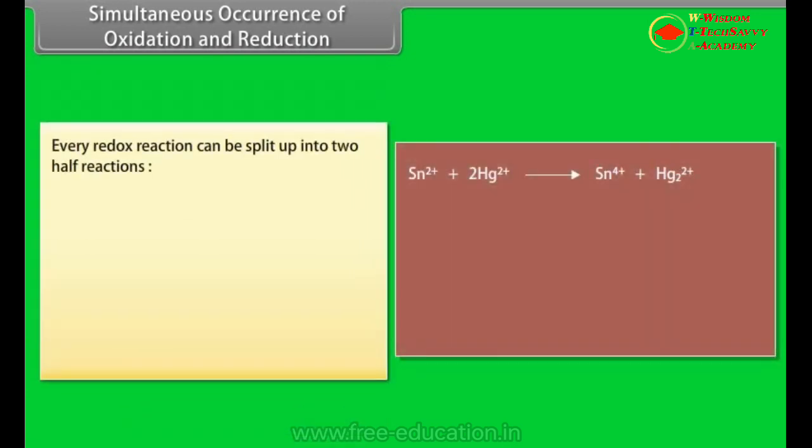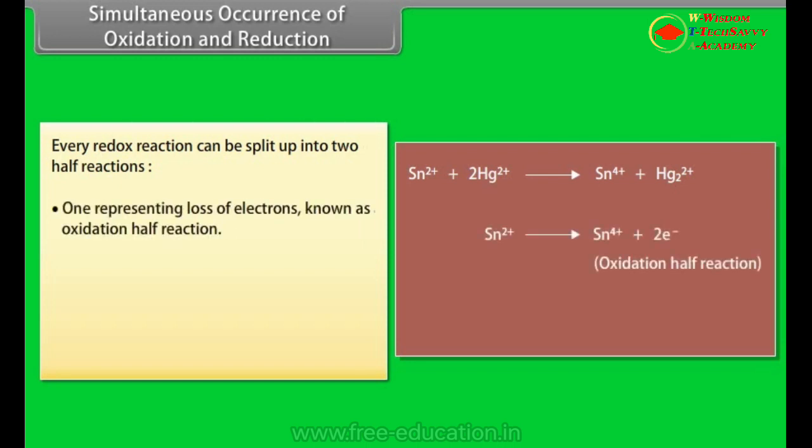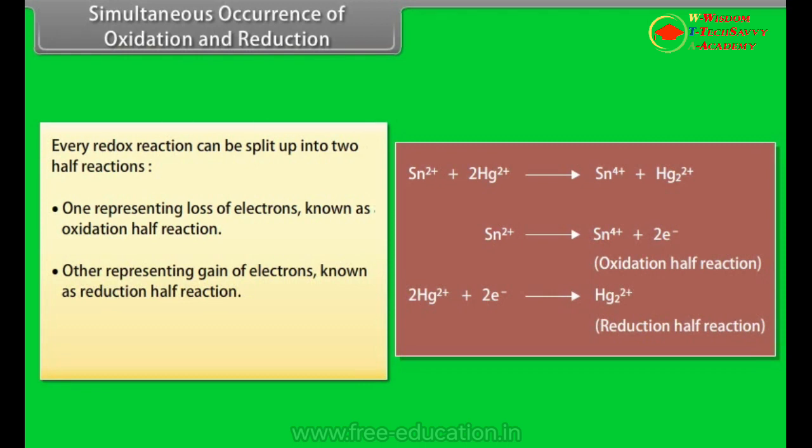Every redox reaction can be split up into two half reactions. One, representing loss of electrons, is known as the oxidation half reaction. The other, representing gain of electrons, is known as the reduction half reaction. The reaction can be split up into half reactions as Sn2+ gives rise to Sn4+ plus 2 electrons. This equation is the oxidation half reaction. And 2Hg2+ plus 2 electrons gives rise to Hg2 2+. This equation is the reduction half reaction.